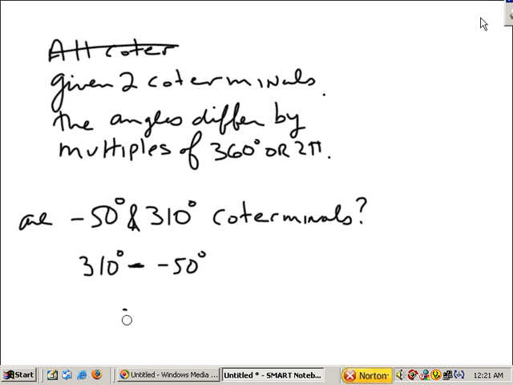It's customary that when you have two symbols next to one another, like those two minus signs, you isolate them by brackets. But that's no big deal. There's a rule that says that you can change subtraction to addition or addition to subtraction, providing that you change the sign of the second number. Well, 310 minus negative 50 happens to be 310 plus 50, or 360. And 360 is a multiple of 360. It's 1 times 360.